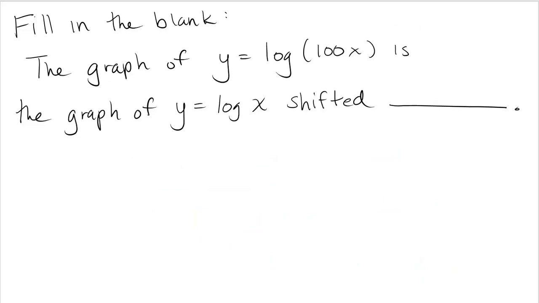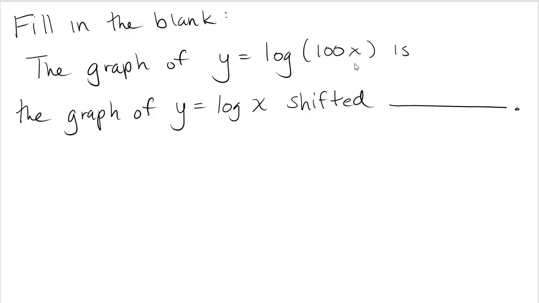This first example says fill in the blank. The graph of y equals the common log of 100x is the graph of y equals the log of x shifted blank. And if that makes you a little bit confused, I don't blame you. This doesn't look like a shift at all. We learned earlier in the course that when you multiply the input by a number bigger than 1, that's a horizontal compression of the graph. What's the shift we're talking about here?